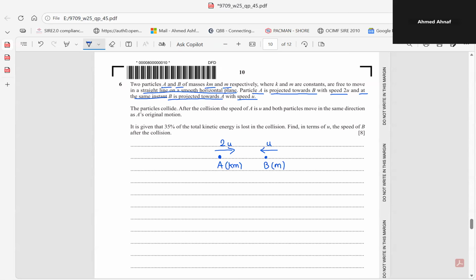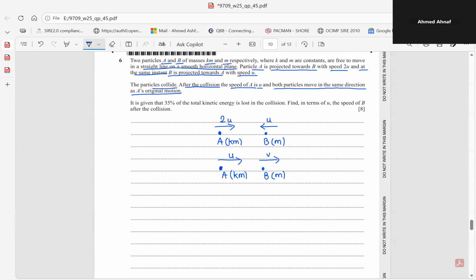And we're told that the particles collide. After the collision, the speed of A is u. Both particles move in the same direction as A's original motion. So that means A and B both move to the right. The speed of A is u, and then B's speed is unknown, so I'll just write it as v for now. Then we're told that 35% of the total kinetic energy is lost in the collision. Find in terms of u the speed of B after the collision. So we need to find v in terms of u.